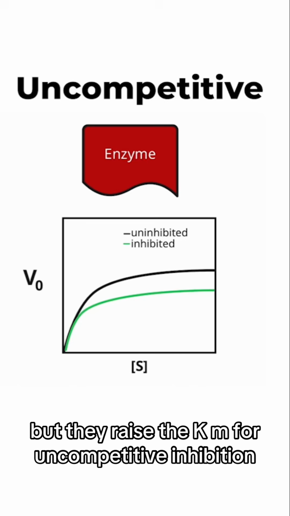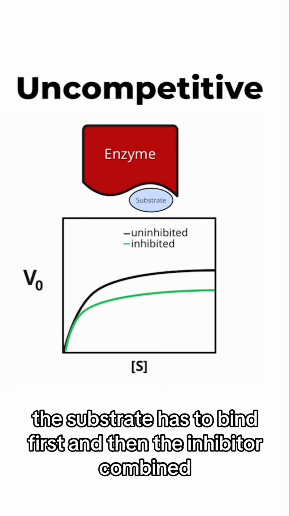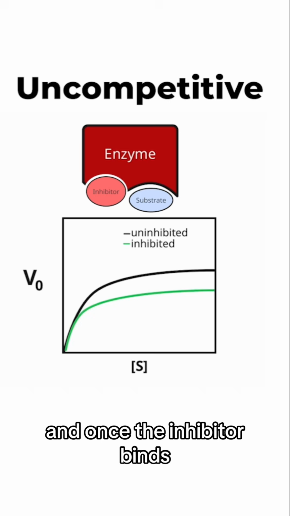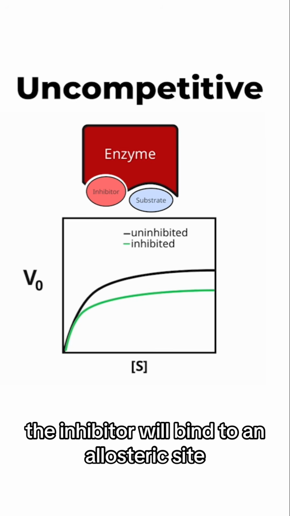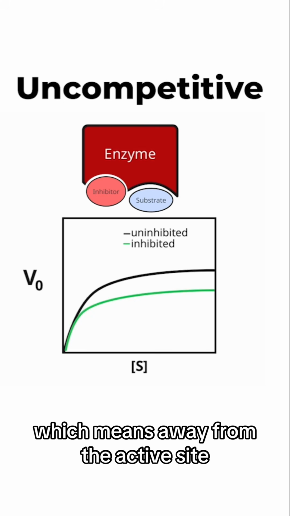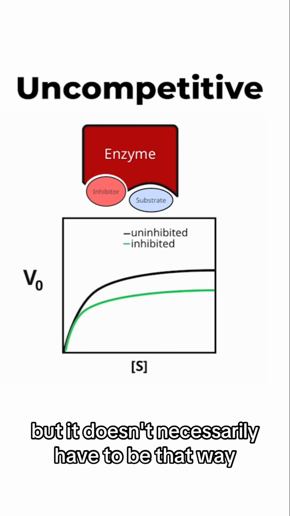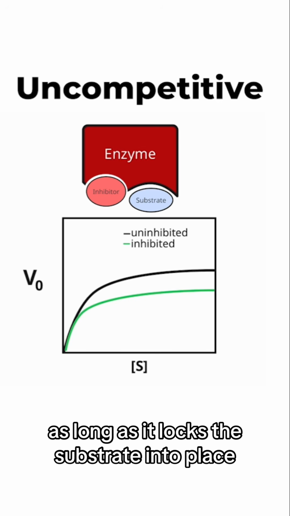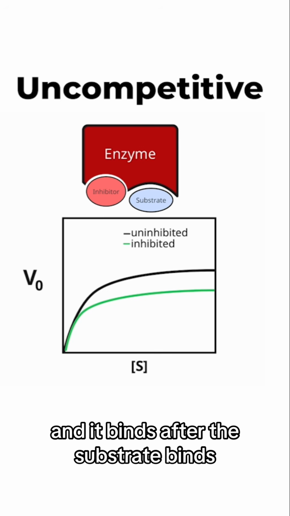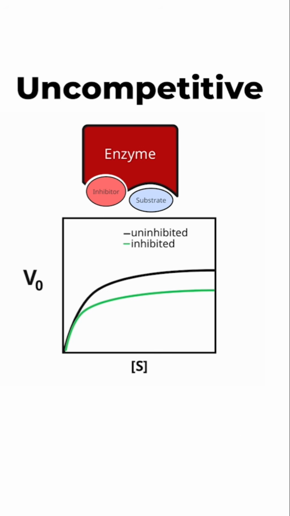For uncompetitive inhibition, the substrate has to bind first and then the inhibitor can bind. And once the inhibitor binds, the substrate can't leave. The inhibitor will bind to an allosteric site, which means away from the active site. And a lot of places are going to show it binding really close to the active site, but it doesn't necessarily have to be that way. As long as it locks the substrate into place and it binds after the substrate binds, it's an uncompetitive inhibitor.